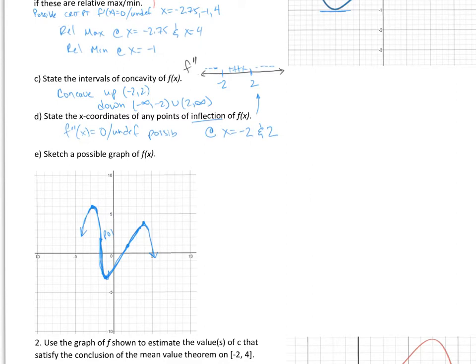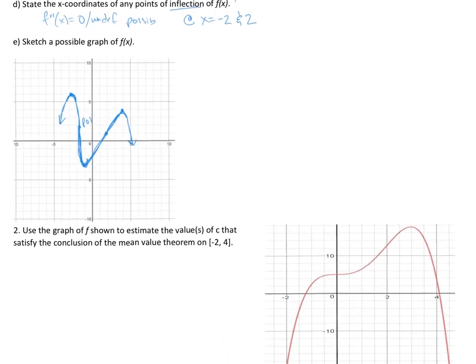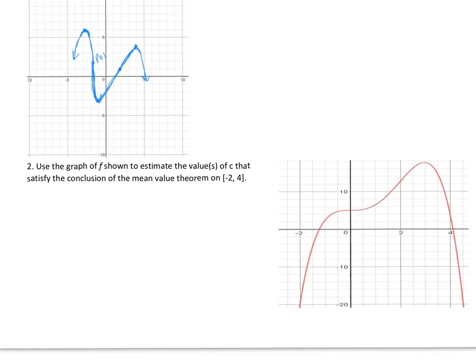All right, let's move on to number 2. Let's go ahead and slide this up and take a look at what number 2 is asking. Number 2 says, use the graph of f shown to estimate the values of c that satisfy the conclusion of the mean value theorem from -2 to 4. So at -2, we have a point right here, and at 4, we've got a point right there. And we need to use this f of x graph to find any values of c that satisfy the conclusion of the mean value theorem.